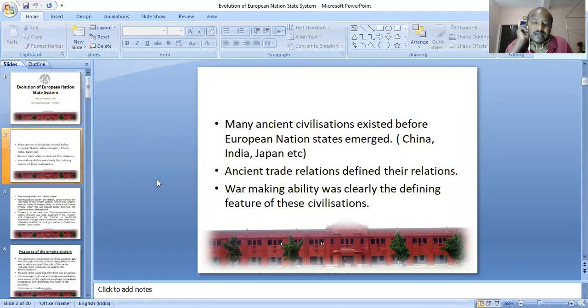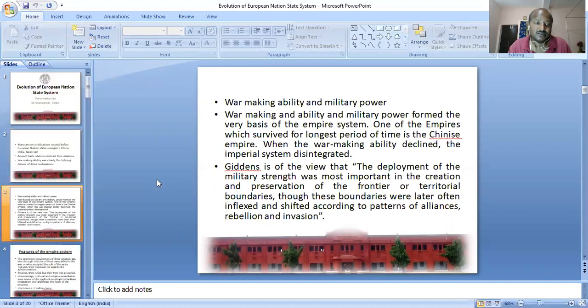So war making ability was clearly a defining feature of these civilizations. We have to understand that what actually defined these ancient civilizations was their ability to acquire new territories. And how they could acquire new territories is through their ability to pursue war relentlessly. So war making ability was clearly the defining feature of these kinds of ancient civilizations.